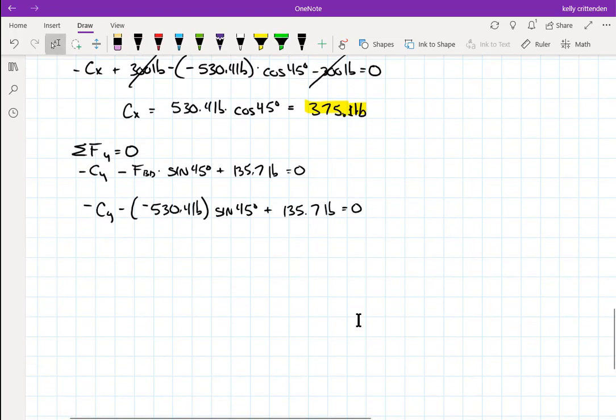So this one, I get 530.4 times the sine of 45, which is the same as the cosine. But I add in plus 135.7. So I have a positive number on the left-hand side, move it to the other side, I get negative. CY is also negative, so we drew CY the right way. CY is equal to 510.77 pounds. And it came out positive, which means all the CY arrows are the correct direction also.